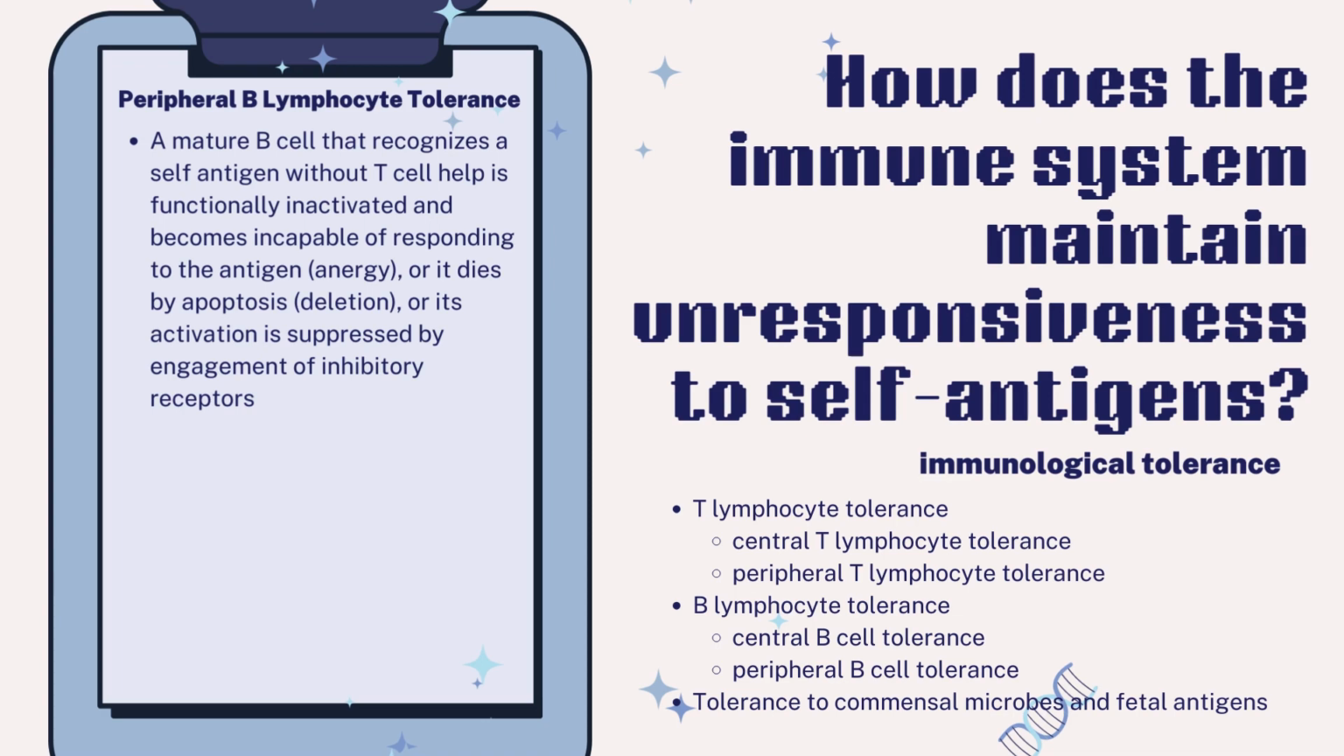Peripheral B lymphocyte tolerance. A mature B cell that recognizes a self-antigen without T cell help is functionally inactivated and becomes incapable of responding to the antigen, or it dies by apoptosis, or its activation is suppressed by engagement of inhibitory receptors.